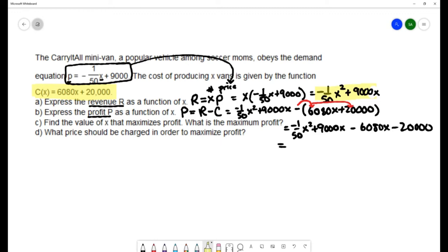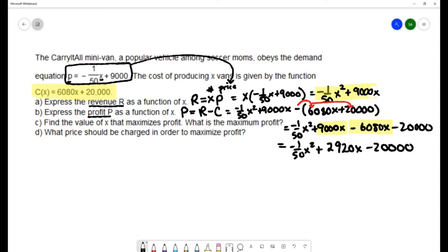We have some like terms that we can combine. We have this 9,000x minus 6,080. So that will give us negative 1/50th x squared plus 2,920x minus 20,000. So this is our profit function, profit in terms of x.